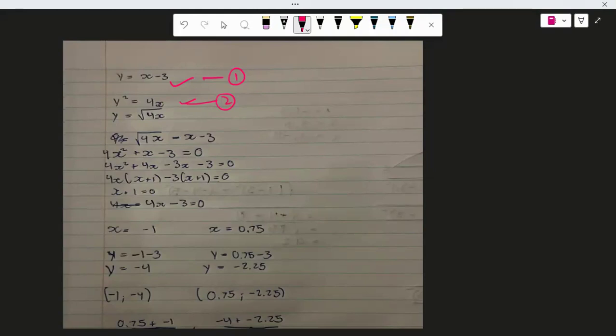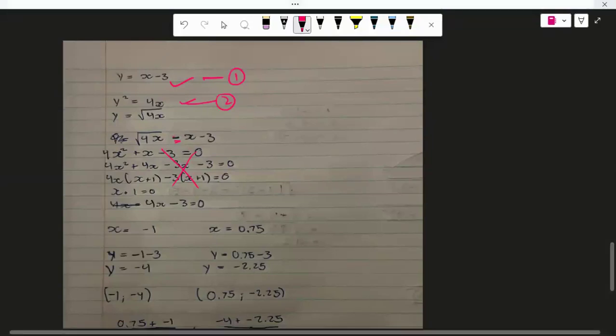So y equals root 4x. Where is y now? Okay, so here the equal sign will be there. No, no, it's not correct, Rajveer. It's not correct.